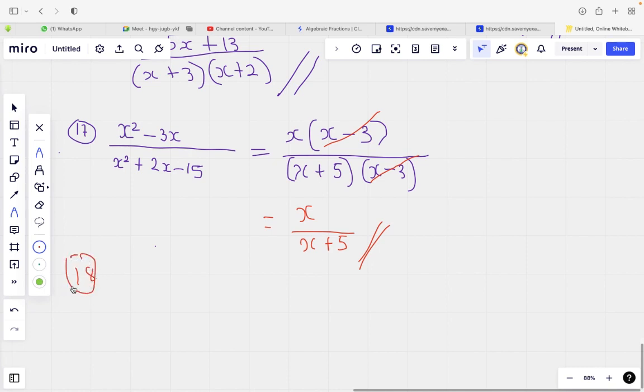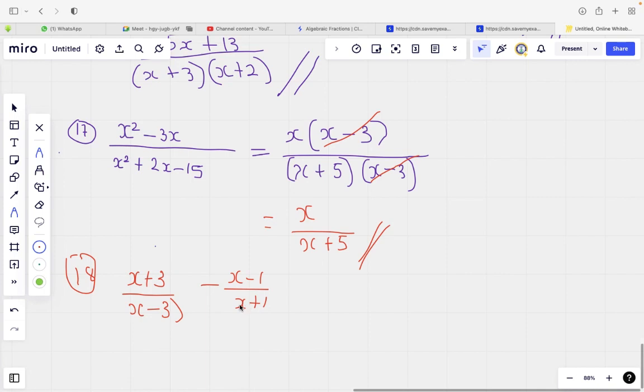Yes, x plus 3 over x minus 3, then minus x minus 1 over x plus 1.